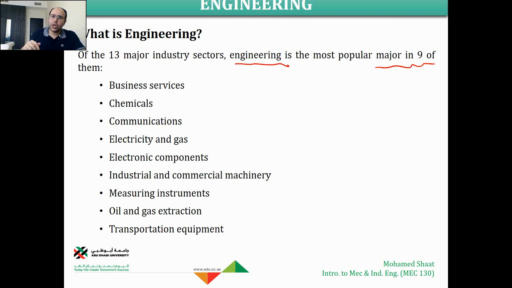Chemicals is the industrial sector responsible for developing chemical materials, using them in different applications, and the development of chemicals. So it also requires engineers, especially chemical engineers. So engineering is a big sector there. Like communications, it requires engineers for sure.